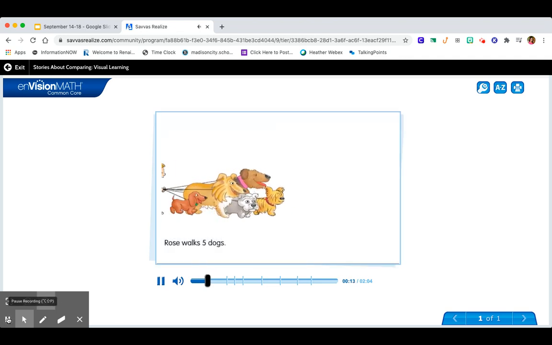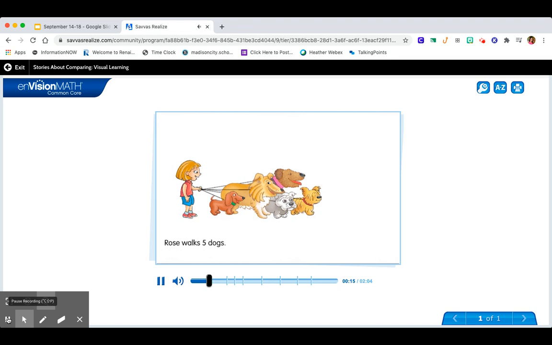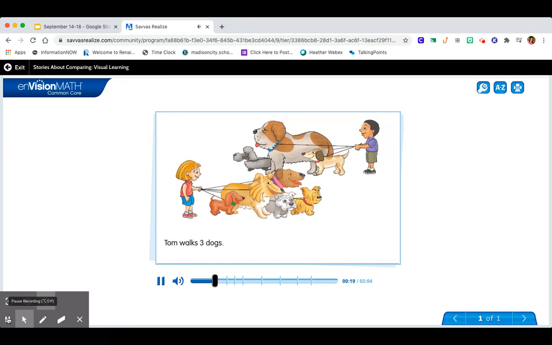Rose walks 5 dogs. Tom walks 3 dogs. How many more dogs does Rose walk than Tom? Let's find out. How many dogs does Rose walk?